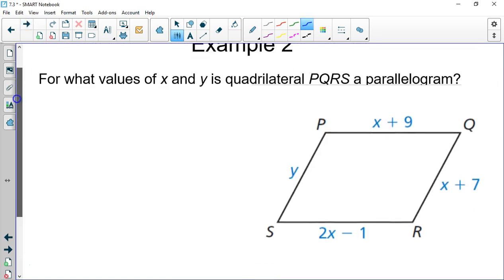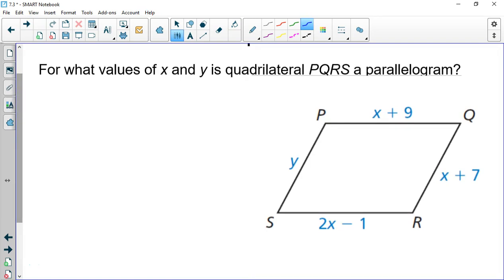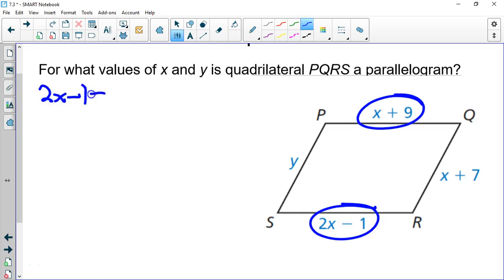Okay, example 2. For what values of x and y is quadrilateral PQRS a parallelogram? Well, if it's a parallelogram, this has to be equal to that. So we just say that 2x minus 1 equals x plus 9. I'm going to subtract x from both sides. I'm going to add 1 to both sides. And that gives me 10. Again, the beauty of math is you can plug this in and find out 10 plus 9 is 19. 2 times 10 is 20, minus 1 is 19.